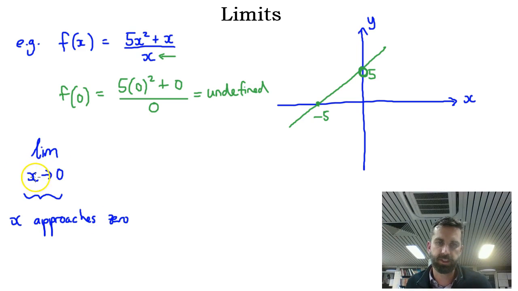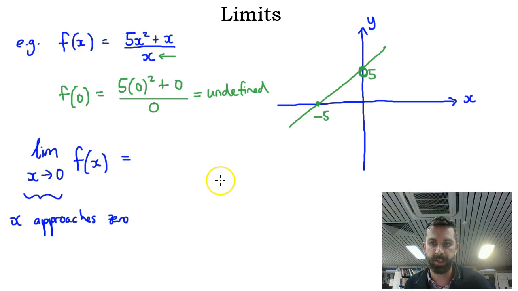The limit as x approaches 0 of f of x is a different definition. That isn't saying what is f of x when x is 0. It's saying what happens if we get really close to 0, what is it going to be? And that definition is different. In fact, this definition says that it's equal to 5.